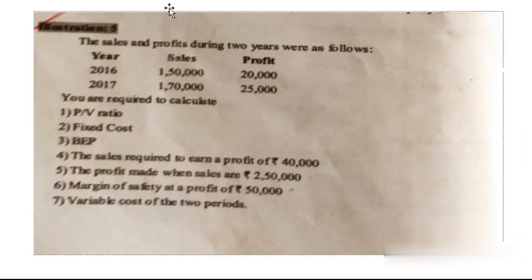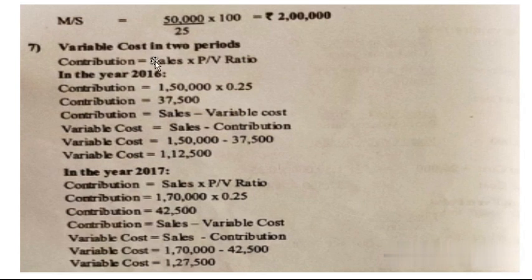Next, they have asked us to calculate variable cost of 2 periods. So there is a formula to find out variable cost, where contribution is equal to sales into PV ratio. If you find out contribution, sales minus variable cost will give you contribution. So you can find out variable cost. So contribution is equal to sales, which is 1,50,000. Any 1 year sales can be taken. We will take 2016 and 2017. The variable cost for both will be different because sales is different and profit is different.